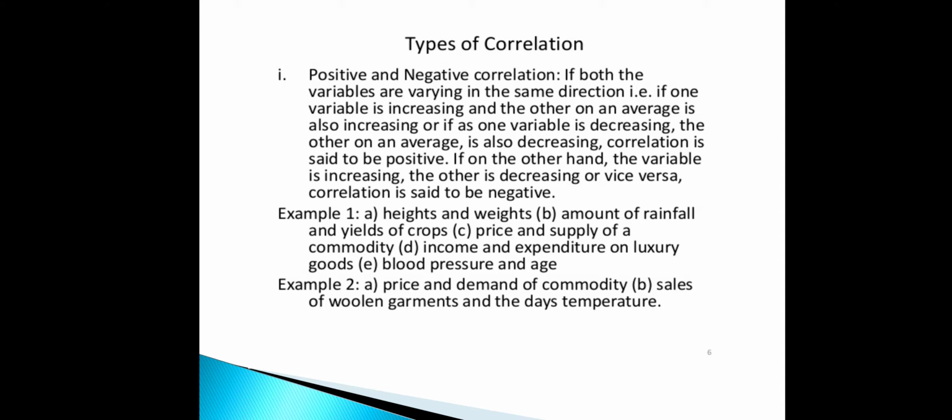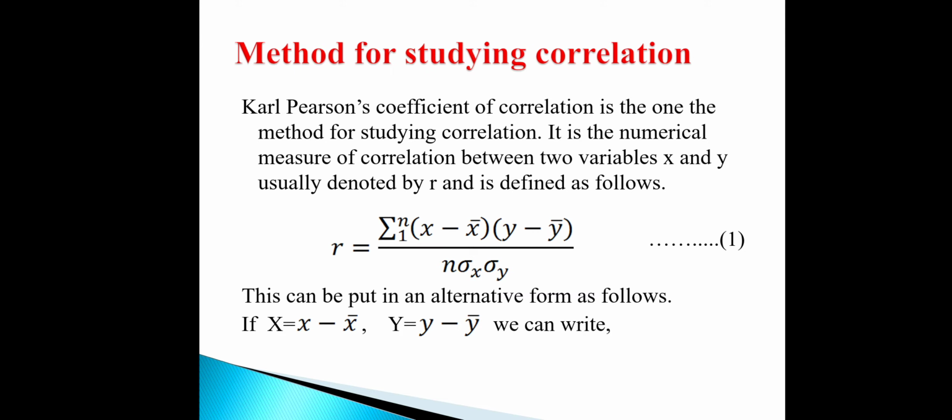For the next example, price and demand of a commodity: as one increases, the other decreases. That is a negative correlation. Sales of woolen garments and the day's temperature. These are all examples of negative correlation. Next comes the method to study correlation.